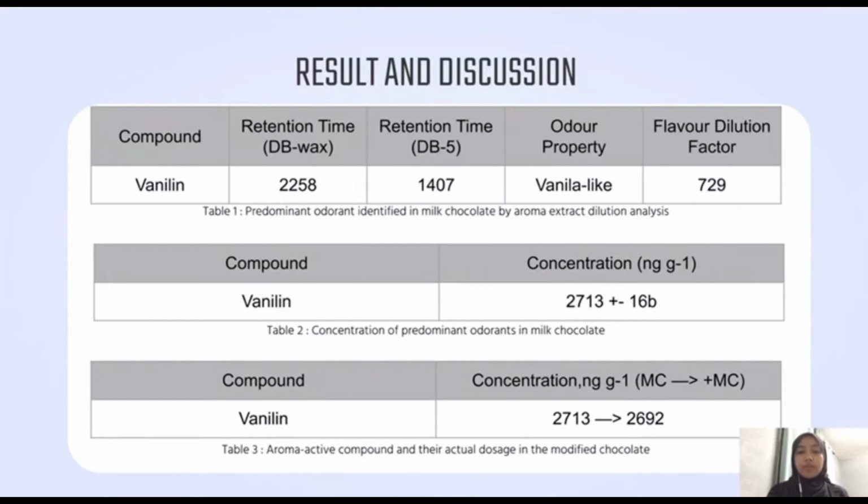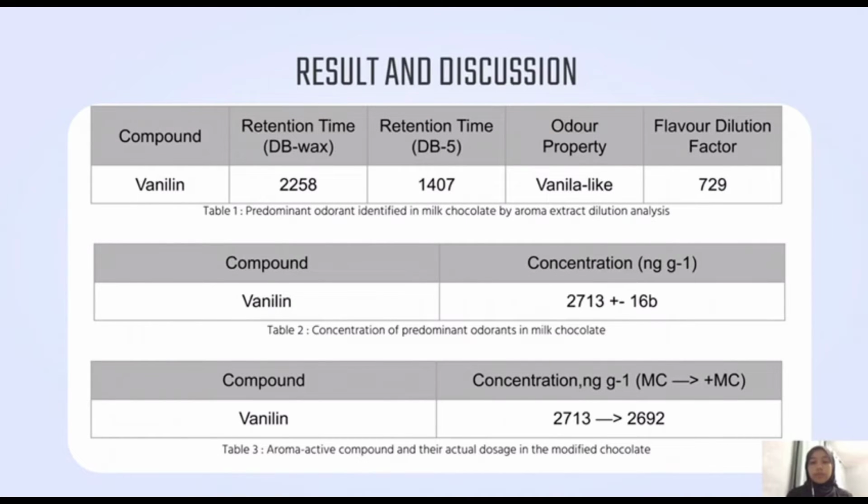The retention time for DB-wax is 2258. The retention time for DB-5 is 1407. Meanwhile, the odor property is vanilla-like and the flavor dilution factor is 729. Table 2 explains the concentration of predominant odorants in milk chocolate. The compound used is vanillin and its concentration is 2713 plus minus 16B.